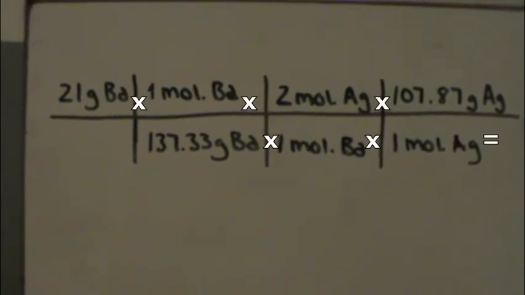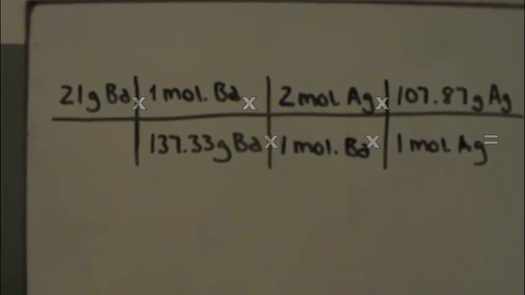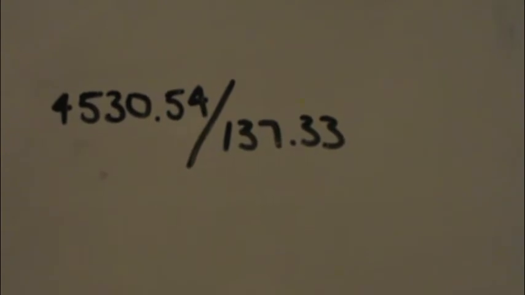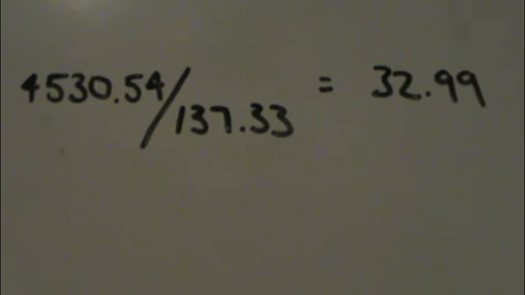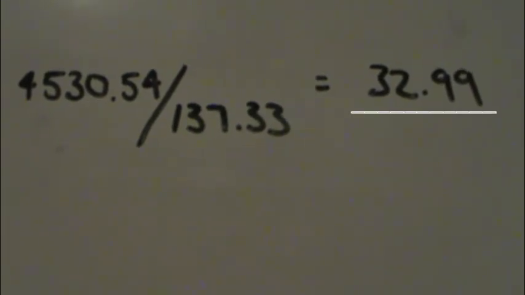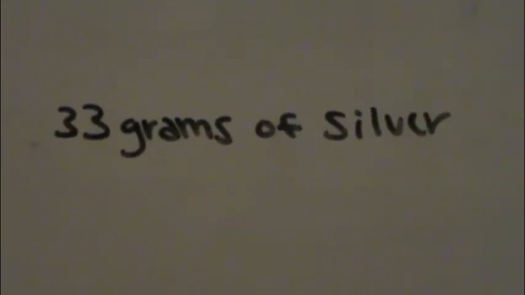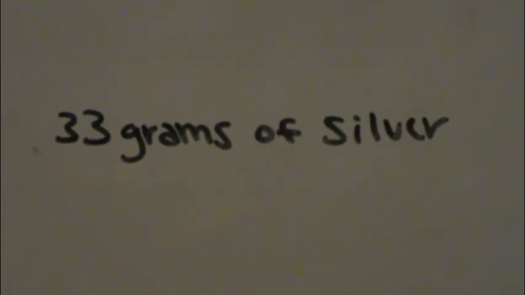So once you have your chart written out, it should look like this, and now we're going to multiply across the top and across the bottom. So when you multiply across the top, you get 4,530.54, and multiply across the bottom, you get 137.33. So now we're going to divide them, and you end up with 32.99. With an answer like that, you can just round it up to 33, so our final answer is 33 grams of silver.